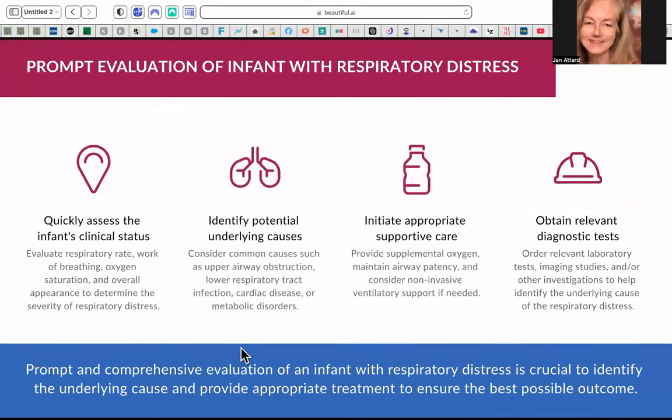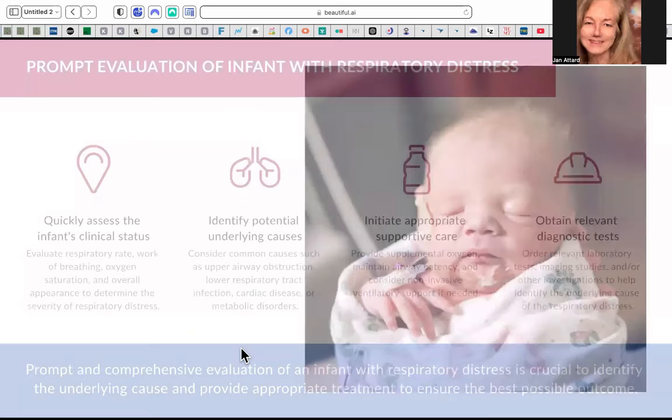So back again, quickly assess, identify underlying causes. Okay, what's going on with that mom? What's happening with that baby? Initiate appropriate care, obtain diagnosis. If I need to push, I will. Get that baby where it needs to go. Prompt and comprehensive evaluation of an infant with respiratory distress is critical to identify the underlying cause and provide appropriate treatment to ensure the best possible outcome.